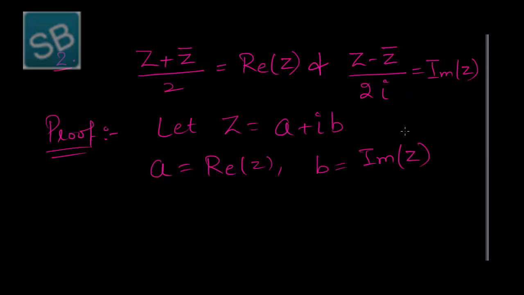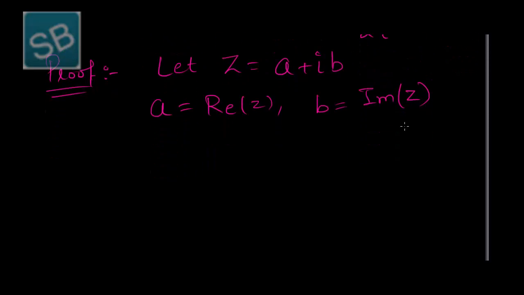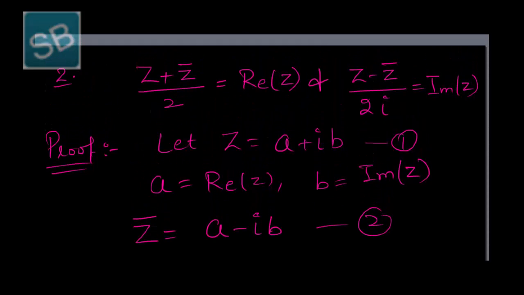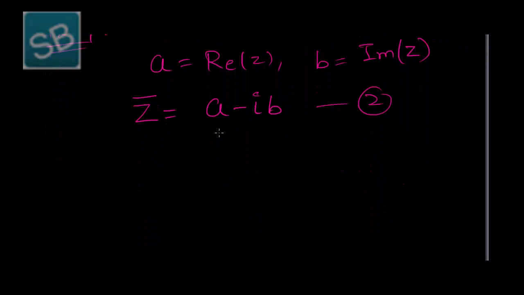So we have to prove z plus z bar over 2 is equal to a, and z minus z bar over 2 iota is equal to b. So let's start. We have to find z bar, that is a minus iota b, by changing iota to minus iota. Now this is number 1, this is number 2. So we have to find the addition and subtraction of these two equations.